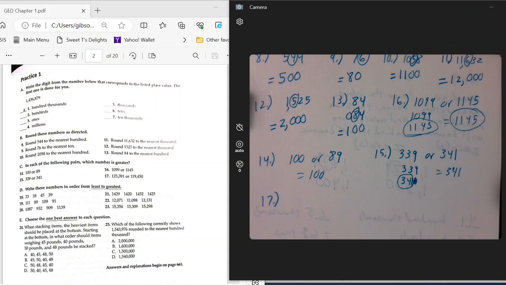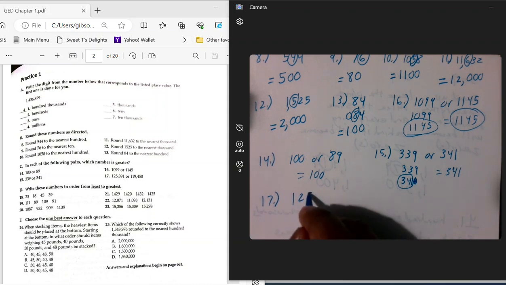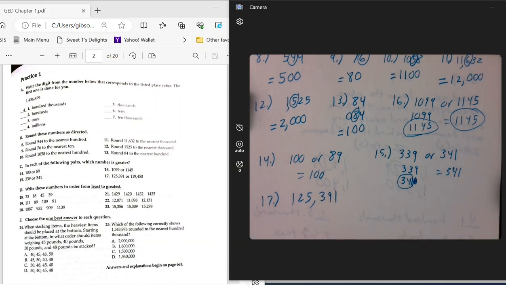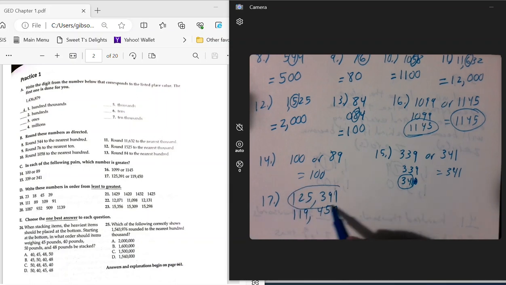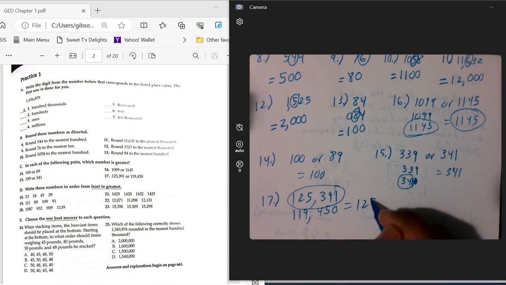Problem 17, we have 125,391. And I'm just going to line this up. We will have 119,450. So again, we go to the hundred thousands place. They're the same. So then we go to the 10,000s place. This has a 2, this has a 1. So that means this is the larger value. So it's 125,391. And that is the final answer for problem 17.